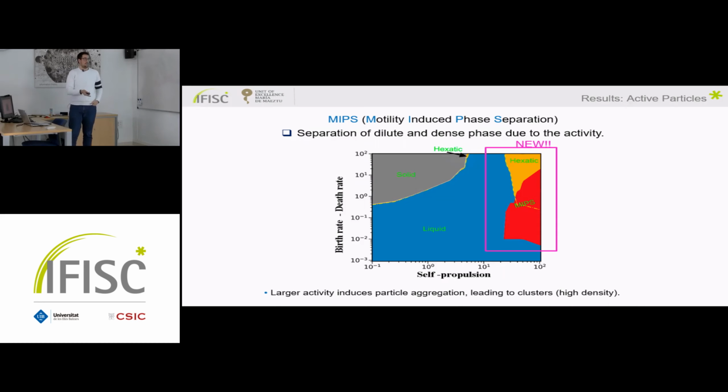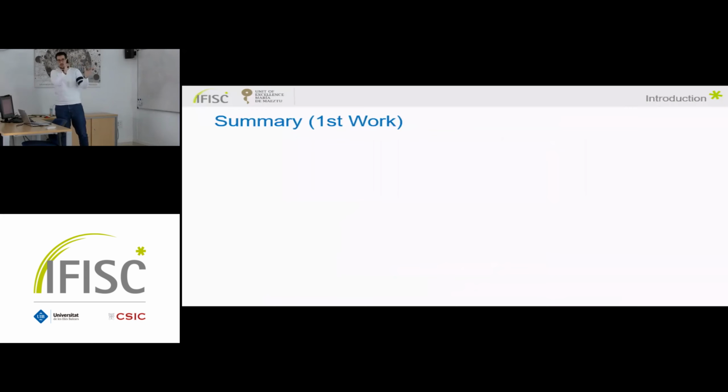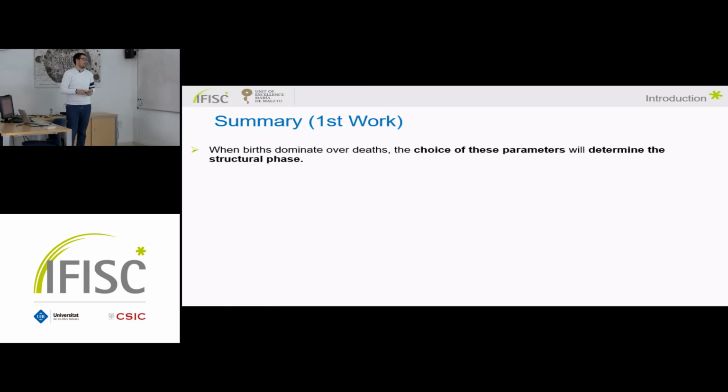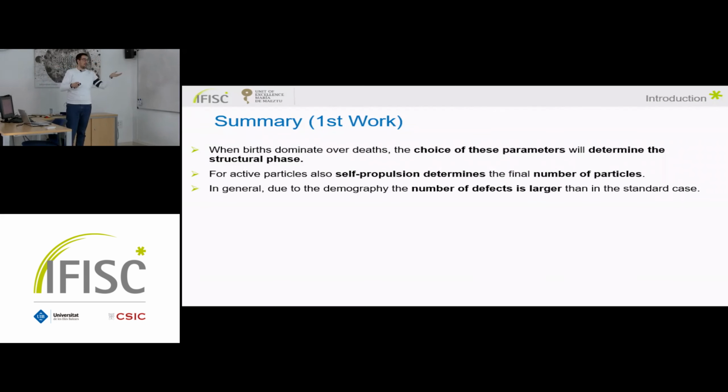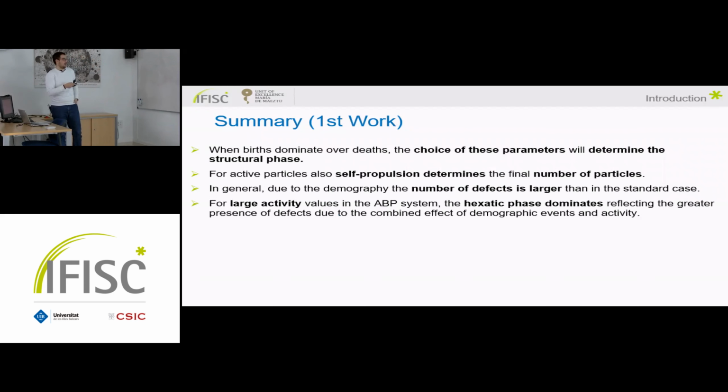Okay. To summarize this first work, we have obtained that when births dominate over deaths, the choice of this parameter will determine the dilute phase. The proportion of active particles also determines the final number of particles. In general, due to the demographic events, the number of the phase is larger than the standard one. Standard means without demographic, we change the number of particles. And in our case, from large activity in the active Brownian particles, the static phase dominates, reflecting the greater presence of defects due to the combining of the demographic events.